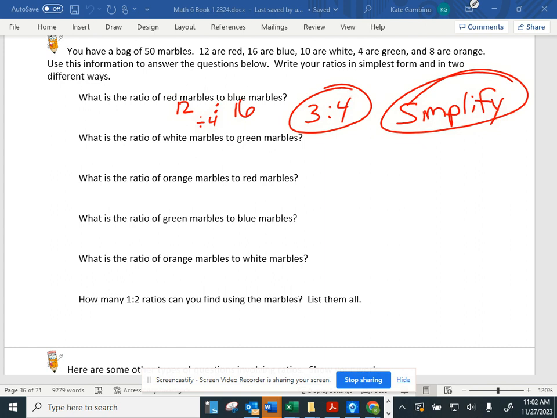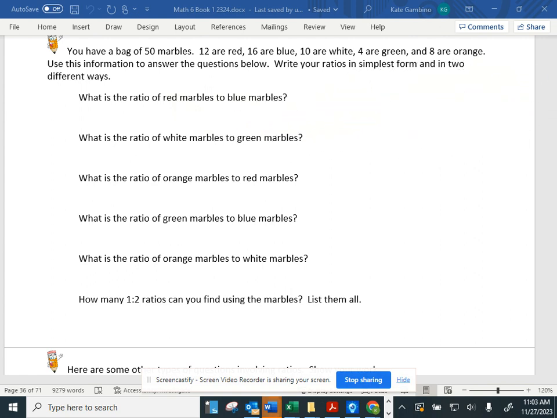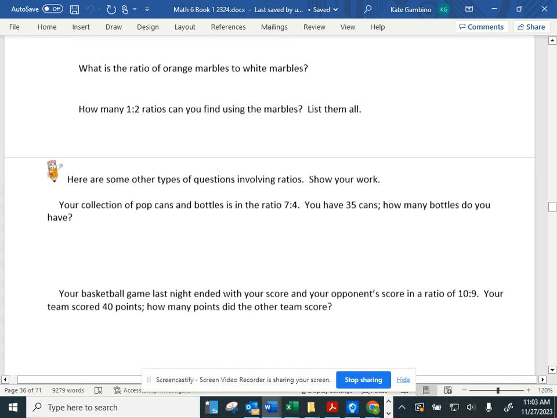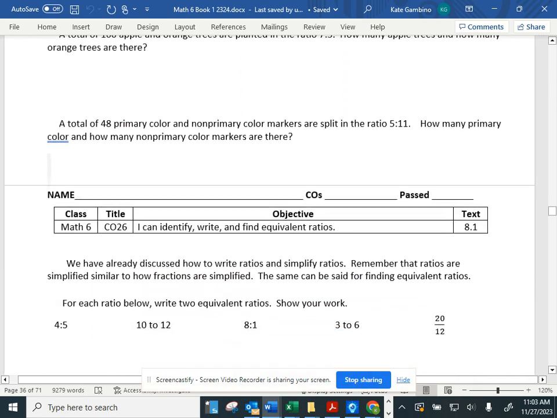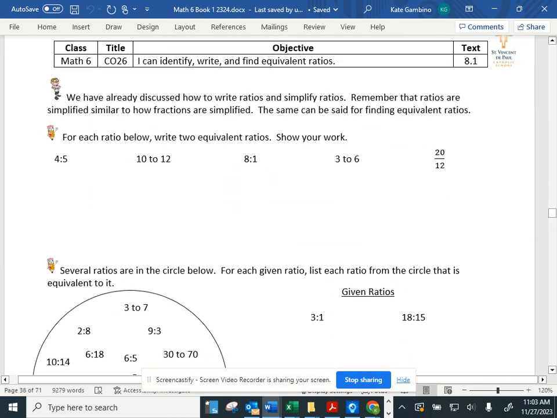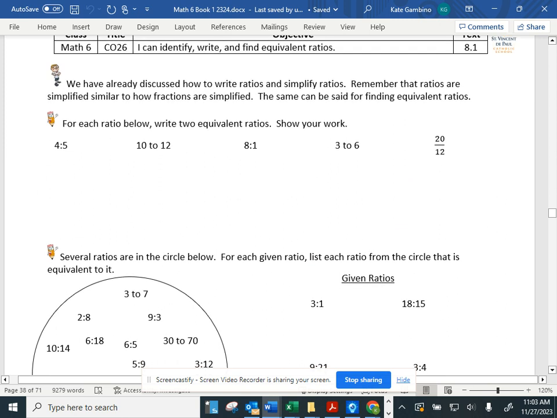Any questions on the ratios? All right, next objective. CO26. I can identify, write, and find equivalent ratios with all three types of ratios, whether it's with the colon, with the words, with the fraction. You can find the equivalent ratio by doing what? Zelda? You can simplify and multiply.